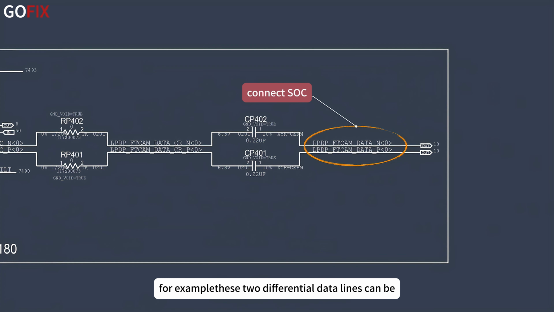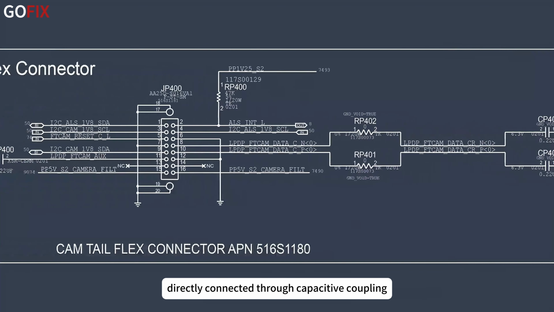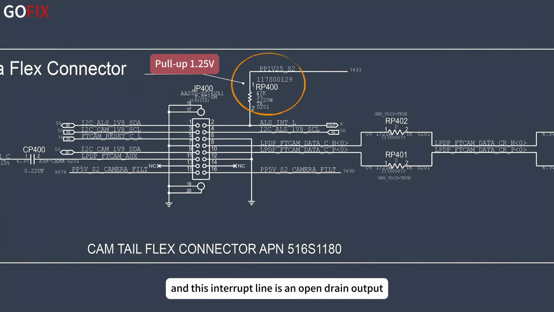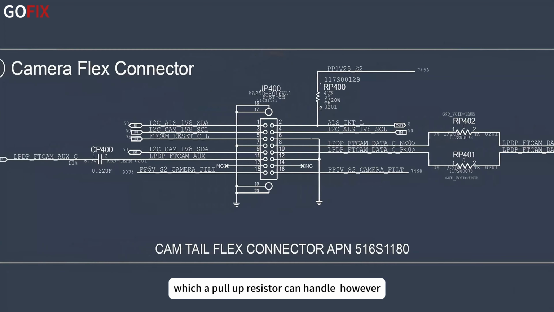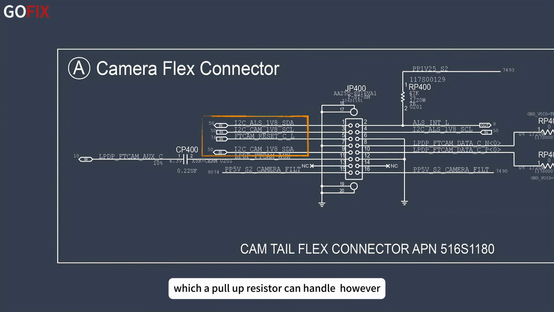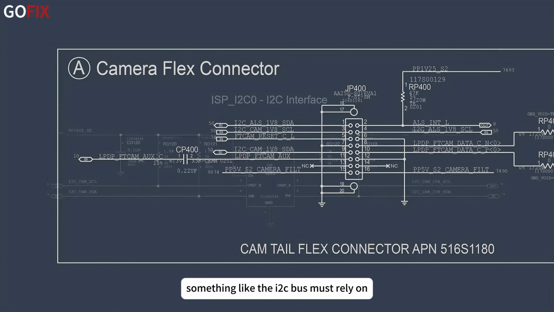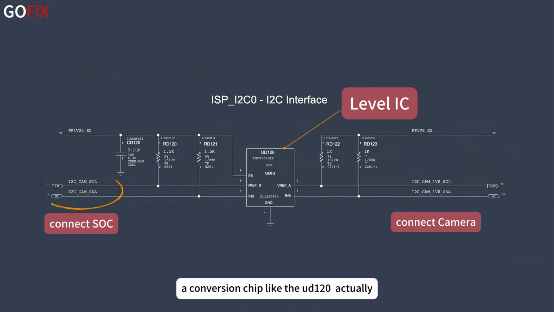For example, these two differential data lines can be directly connected through capacitive coupling. And this interrupt line is an open drain output, which a pull-up resistor can handle. However, something like the I2C bus must rely on a conversion chip like the UD120.